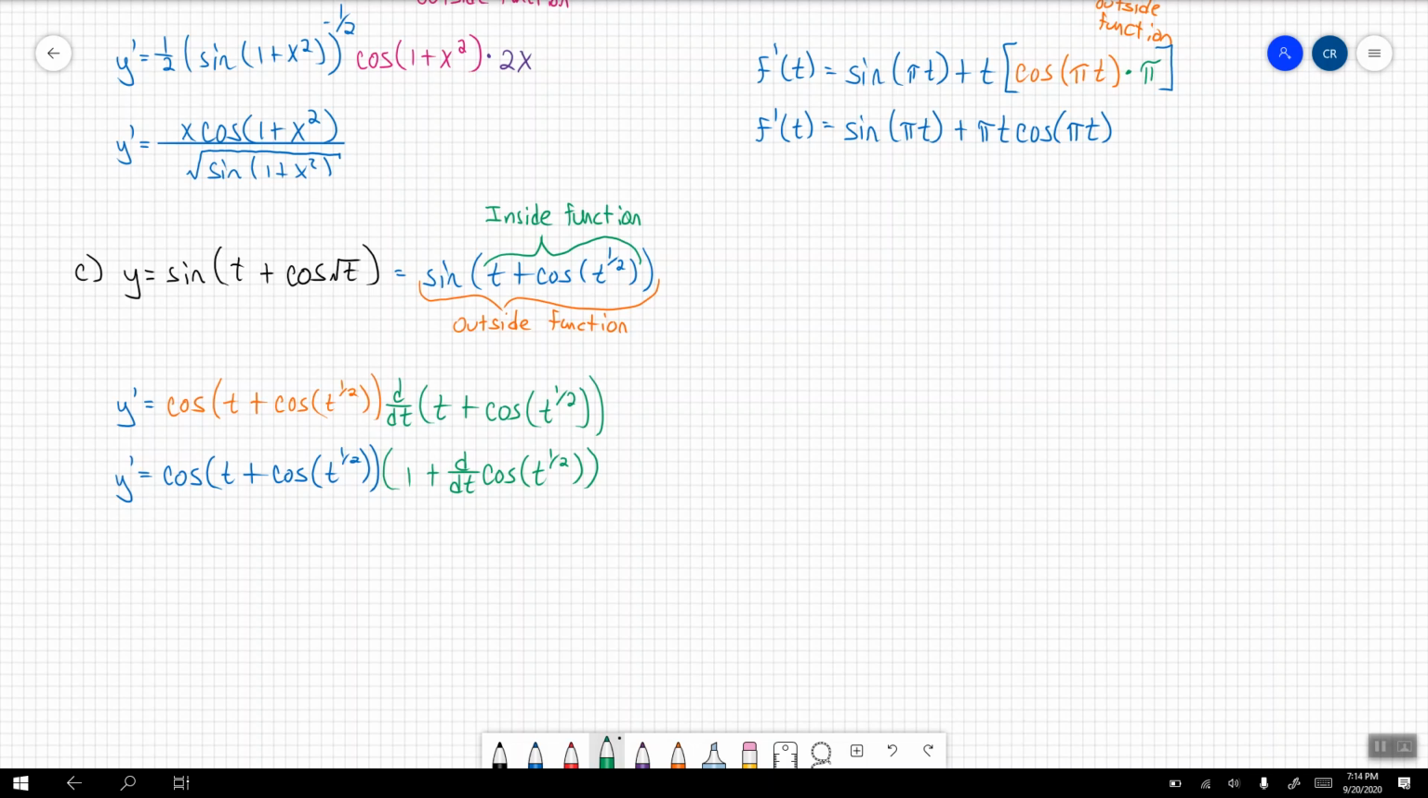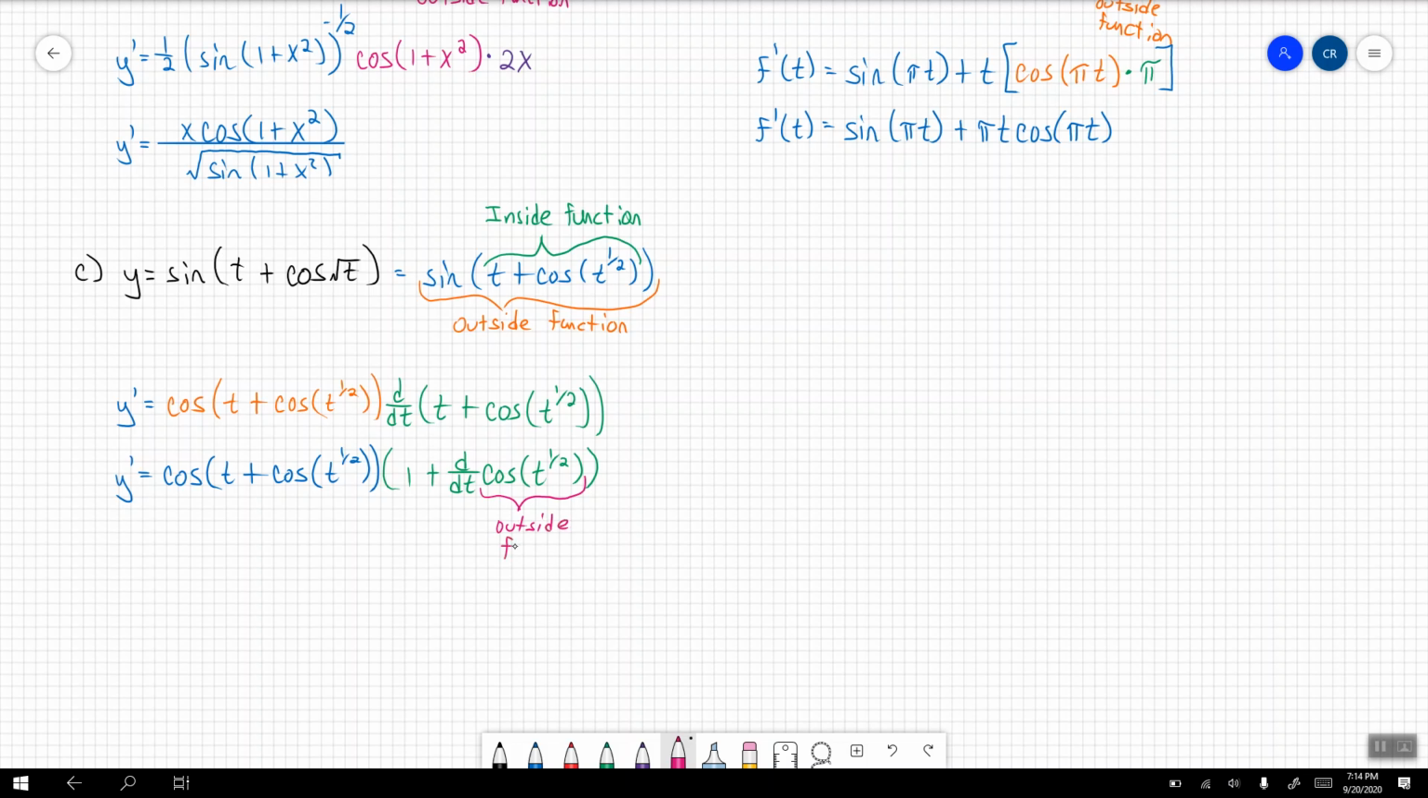All right, so we're going to identify this now. We're going to identify our innermost function, or sorry, our outermost function. The outermost in this derivative that we're focusing on is cosine.